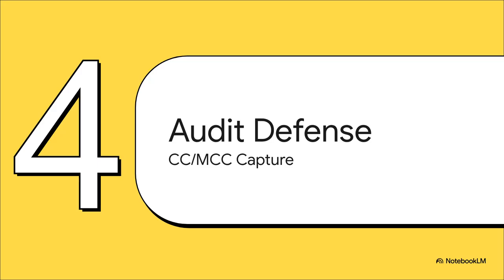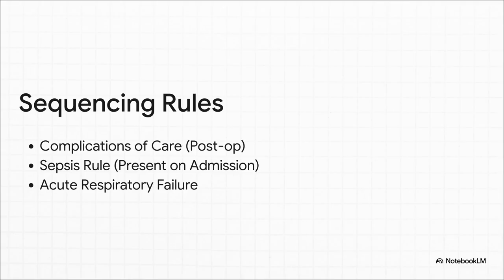Okay, moving into Section 4, Audit Defense and CC/MCC Capture. This is where we defend our clinical validity and make sure we're capturing the true severity of illness. You really have to adhere to the crucial sequencing rules here. Complications of care, like a post-op persistent air leak, a bronchopleural fistula, or post-op respiratory failure, they absolutely must be coded as secondary diagnoses to capture true CC or MCC status.